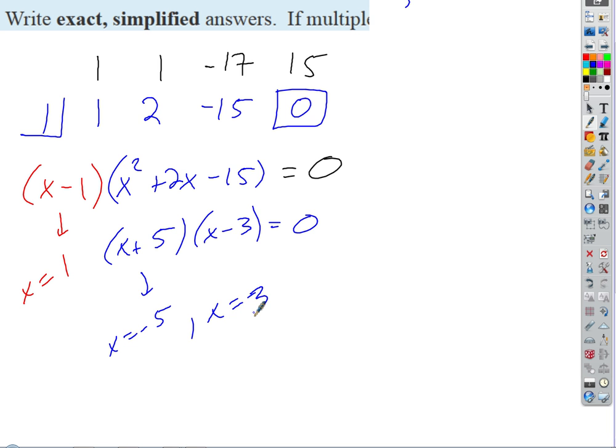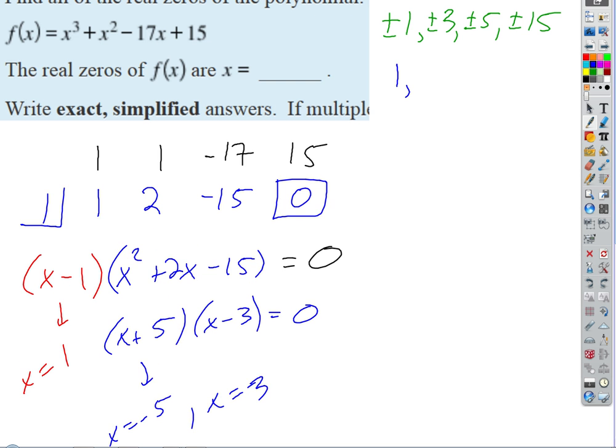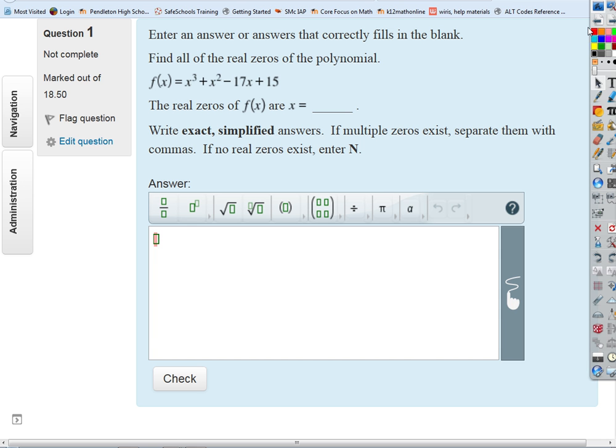Equals positive 3 right there. So 1, negative 5, and 3 are our answers. Make sense? Okay? All right. Questions on that? Does that make sense? Any questions?